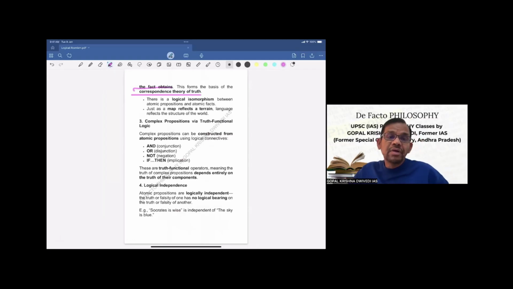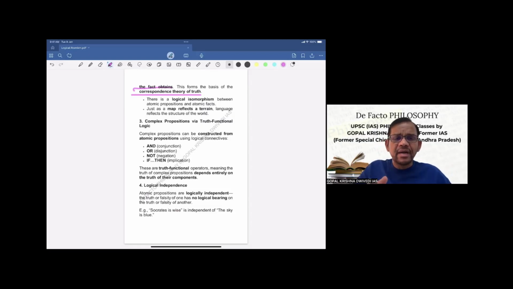So now there is a logical isomorphism between atomic propositions and atomic facts. Just as a map reflects a terrain, language reflects the structure of this world. So that was their basic theory. Basically, they tried to understand the whole philosophy, I mean, this chapter as well as the logical positivists also, through analysis of language. That was their main basis, main impact, main objective: to understand metaphysics and epistemology or philosophical issues through logical analysis of language.